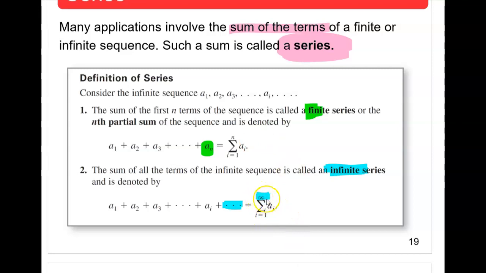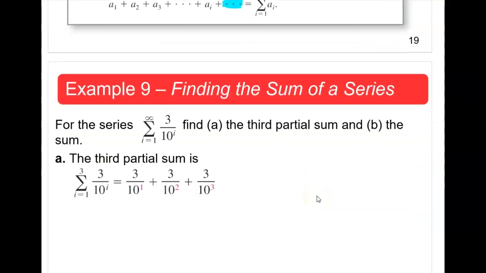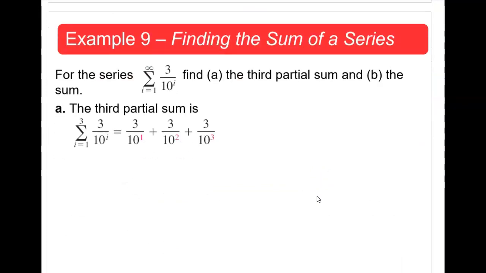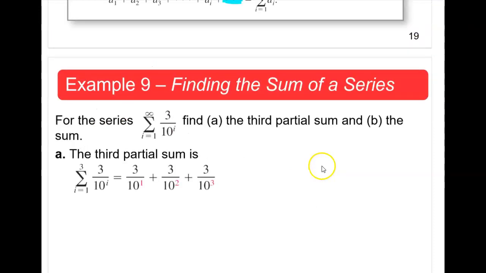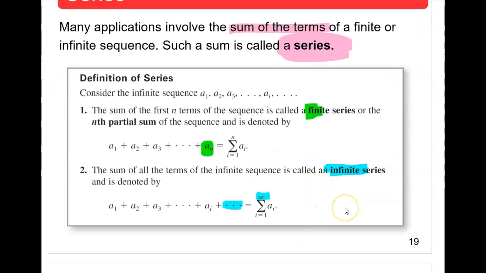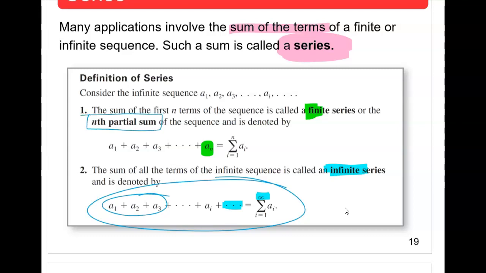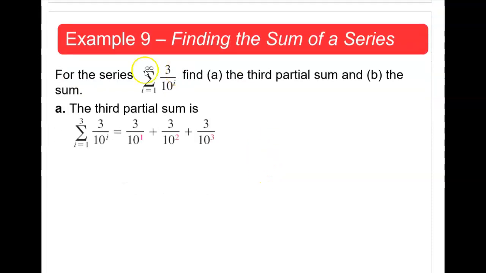So therefore the domain is infinite, and also the number of terms. Now, we could always make an infinite series finite if we determine how many terms we want to add. So for example, if I have an infinite sequence and I want to add, let's say, only the first three terms, then I will call that an nth partial sum, or it will be the third partial sum of this infinite sequence. And that is what we're going to do in the next example.